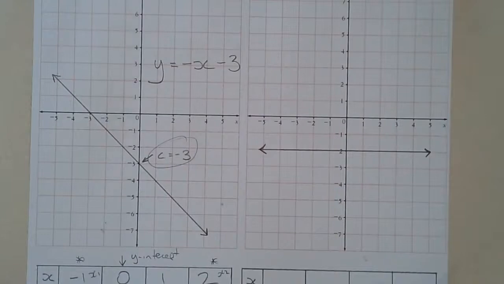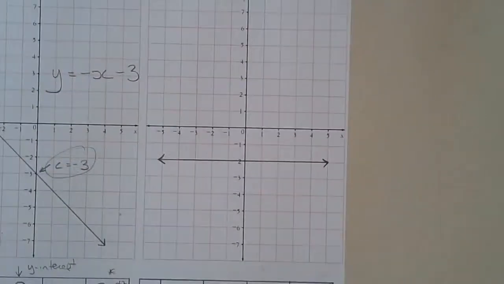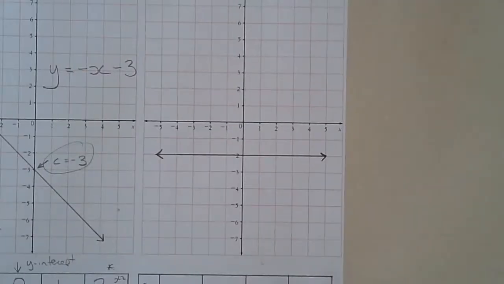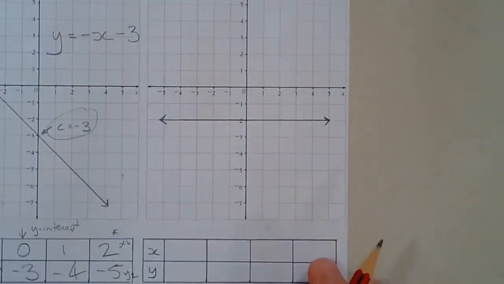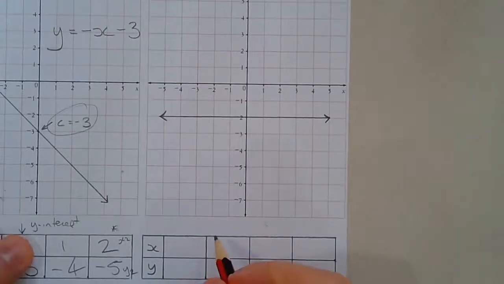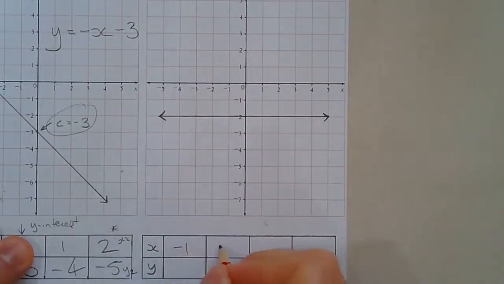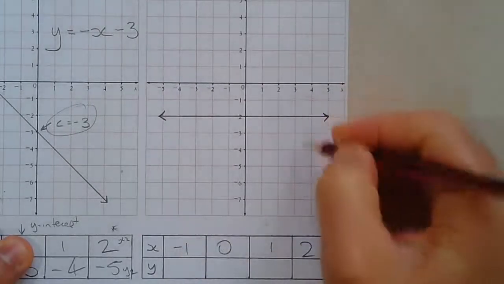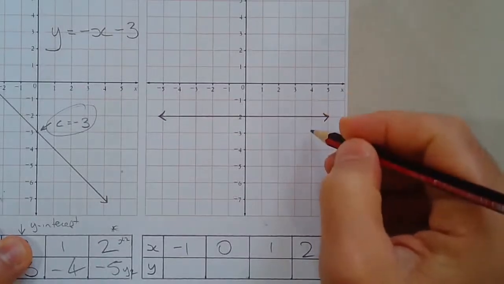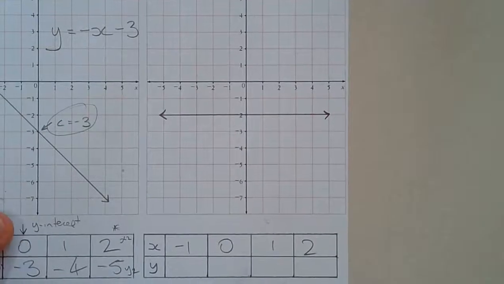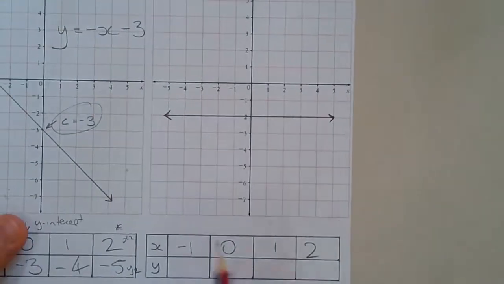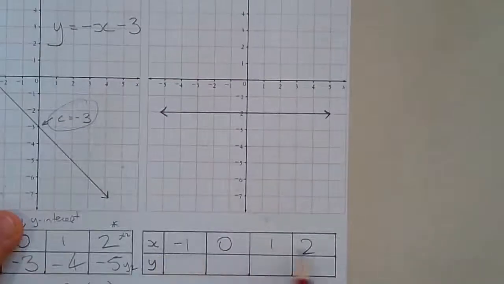Last one. You've seen this one before, a horizontal line. What's the gradient of a horizontal line? If I think about that, there's no rise or fall. The rise is 0. 0 over any run is going to be 0. That's a nice one there. So it really doesn't matter what the x values are, does it?